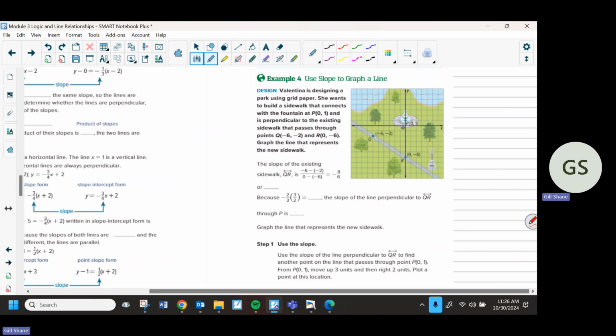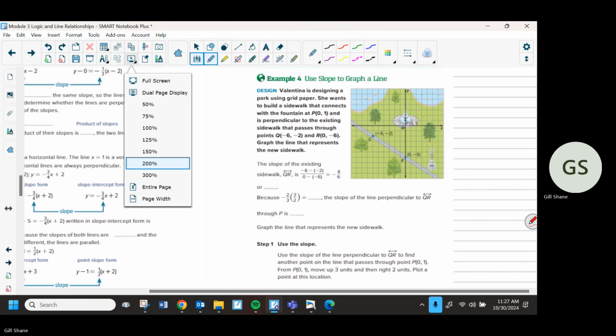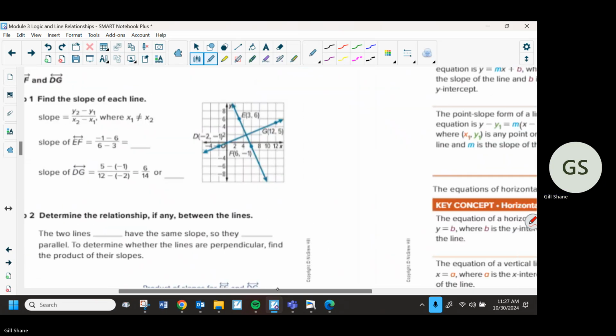So now we're kind of at the middle level. We did the easy stuff. That was just determining if it's parallel, perpendicular, or neither. This is the middle level of difficulty. I don't think I can zoom in anymore. Oh, yeah, I can. All right.